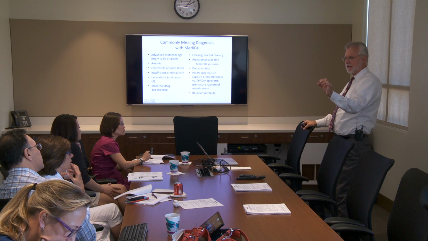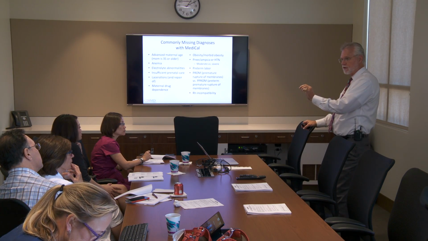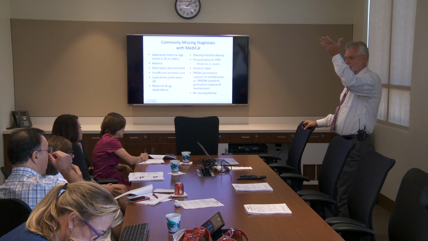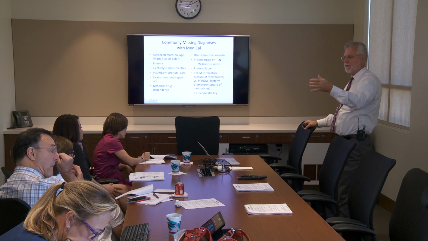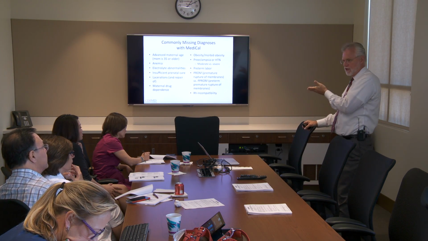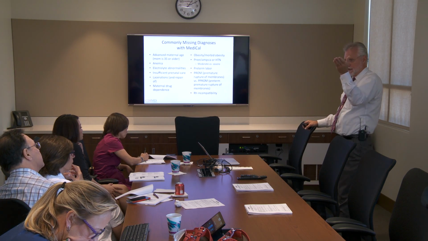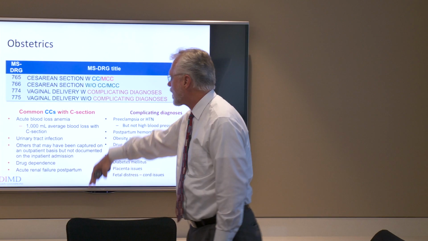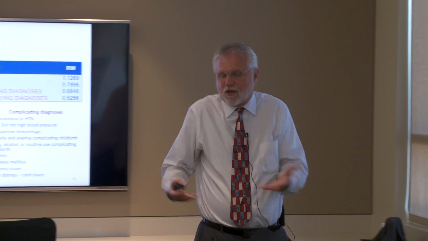Anytime we can link a condition and its cause, or a condition and its consequences, very frequently that raises the relative weight. So if somebody has anemia, if we can name it acute blood loss anemia, that's higher weighted. So with OB cases, some common secondary diagnoses at the middle level of a CC, acute blood loss anemia. It's my understanding with a C-section, you expect to lose about 1 liter of blood. That's just integral to the procedure. We can document that as acute blood loss anemia.